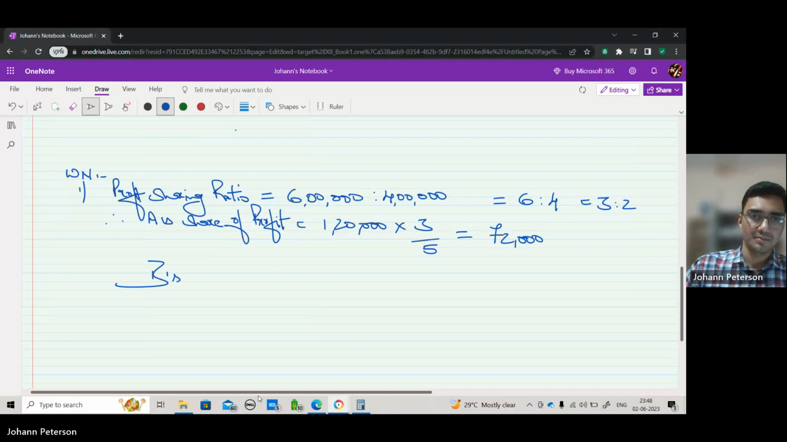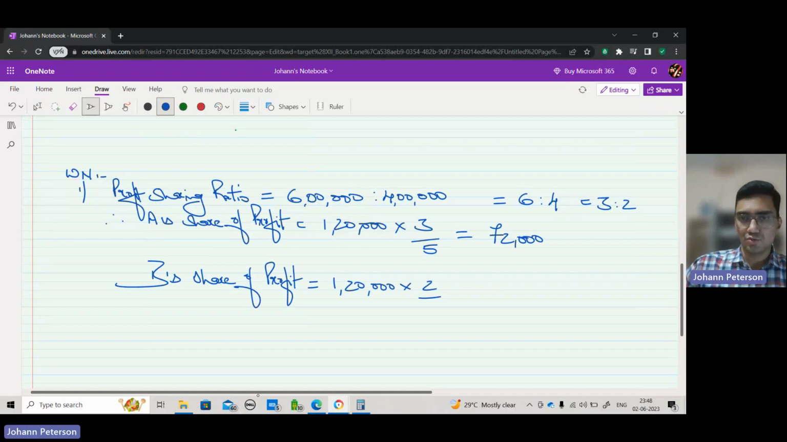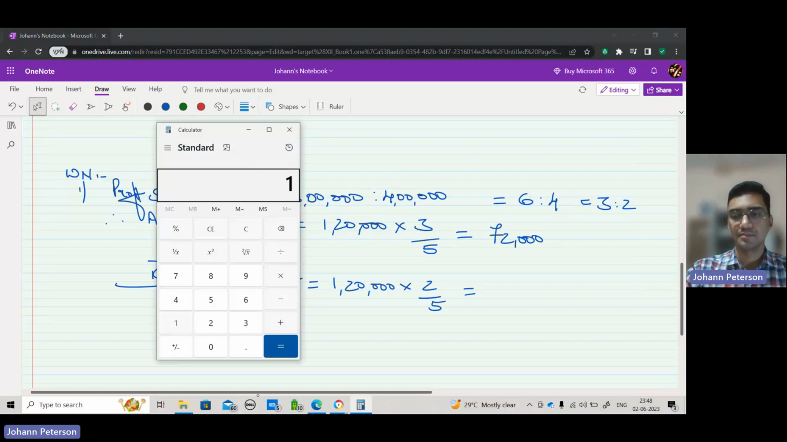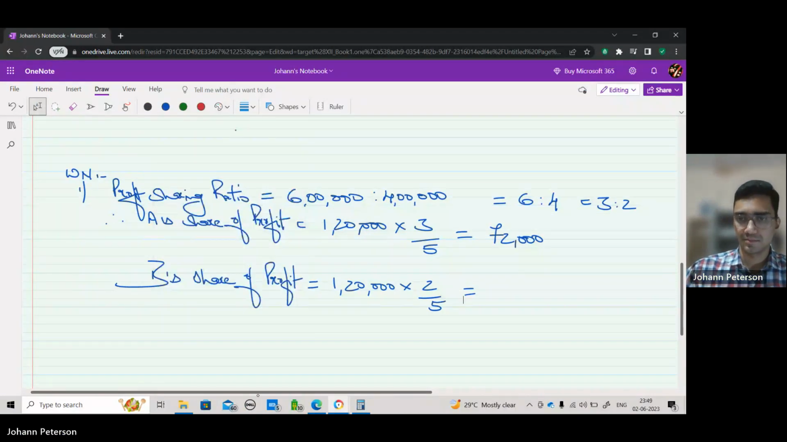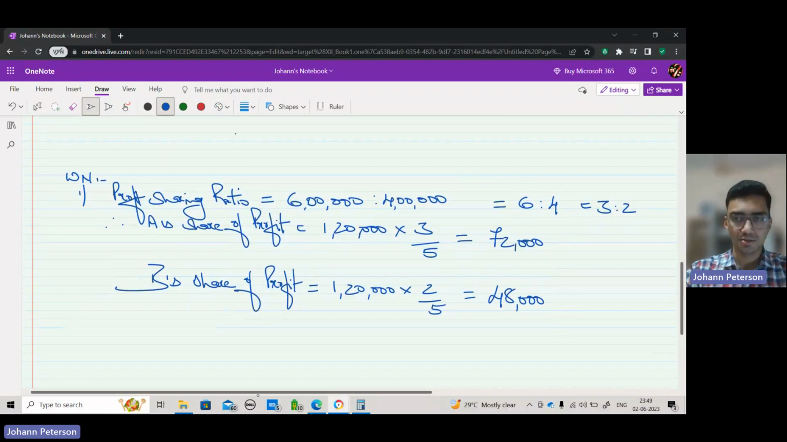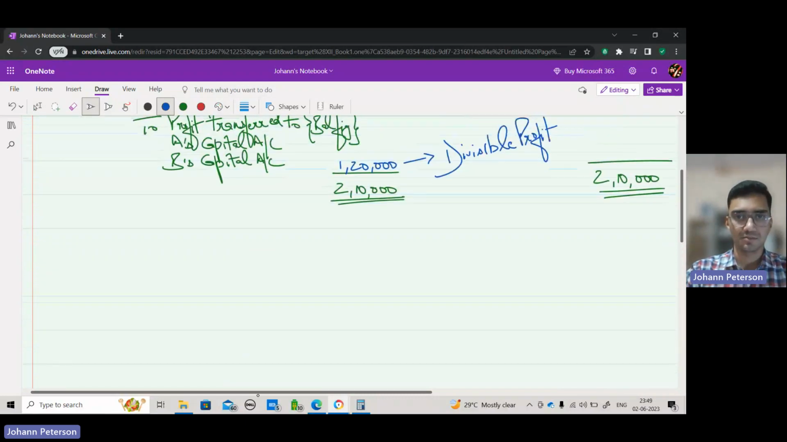And B's share of profit is 1,20,000 into 2 upon 5, which is 48,000. So let's put these two figures in our main solution, 72,000 and 48,000.